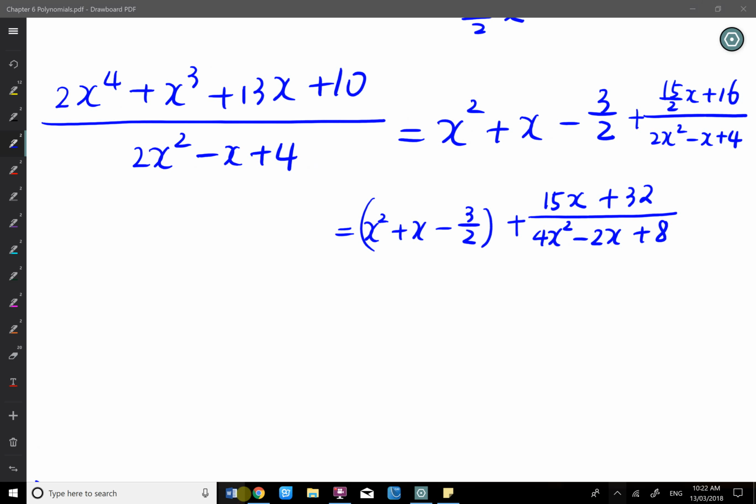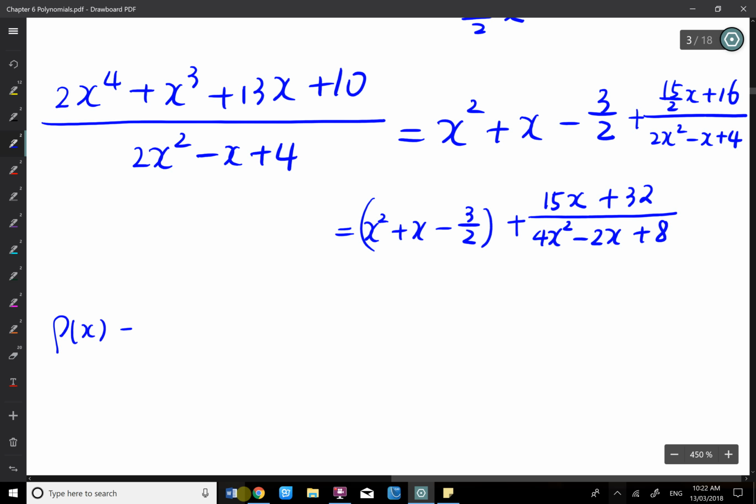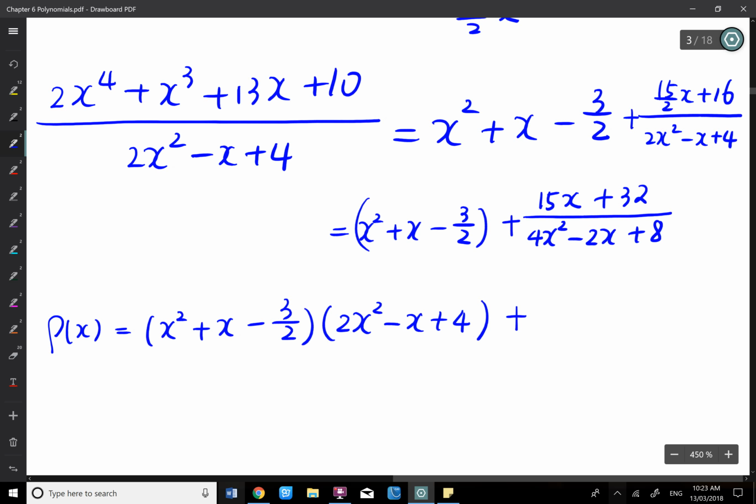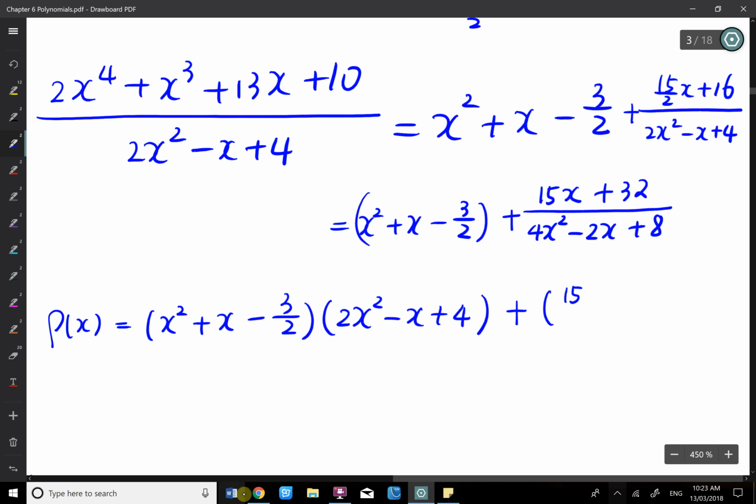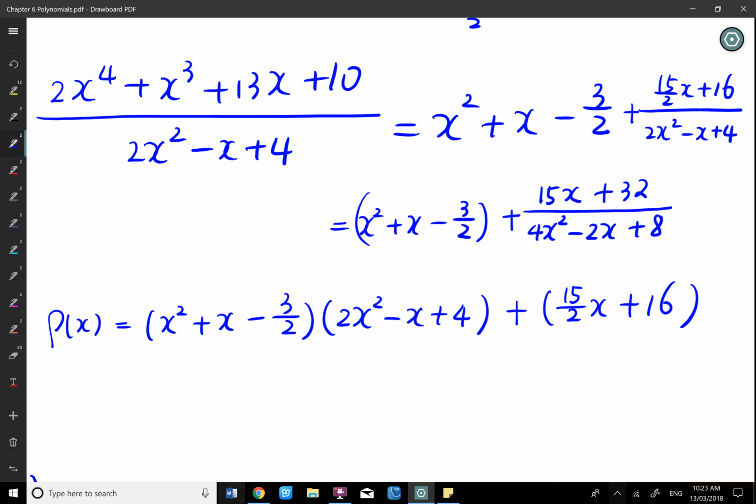Or we can write p(x) equals x squared plus x minus 3 over 2 times 2x squared minus x plus 4. And then add the remainder, not the simplified version, the remainder. The remainder is 15 over 2x plus 16. You need to add that, not the 15x plus 32. You can't add the thing you have simplified.